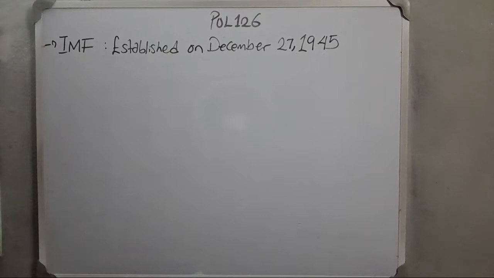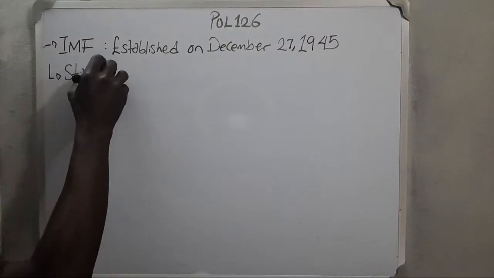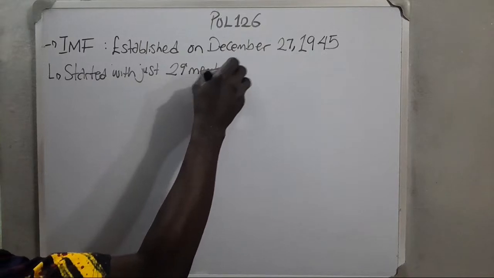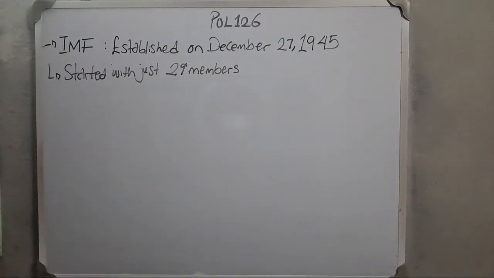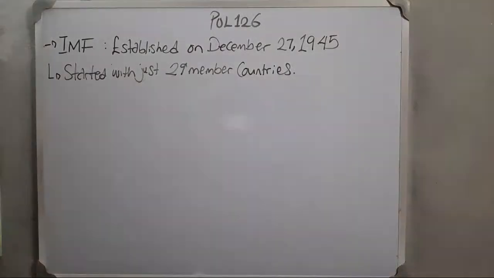Now, basically, the IMF started with just 29 member countries. It plays a central role in the management of balance of payment difficulties and international financial crisis.